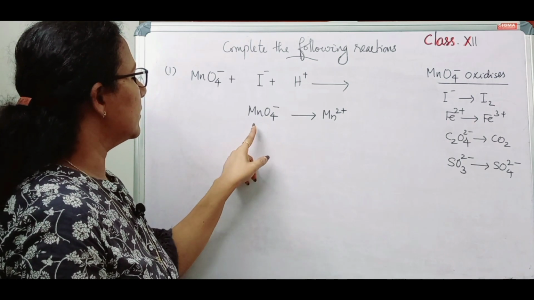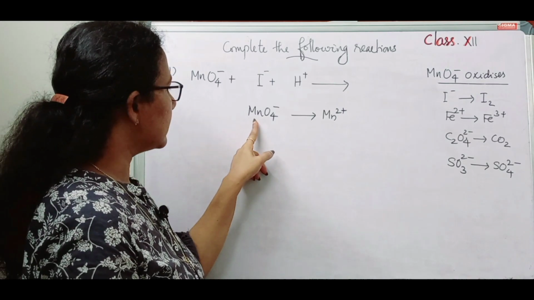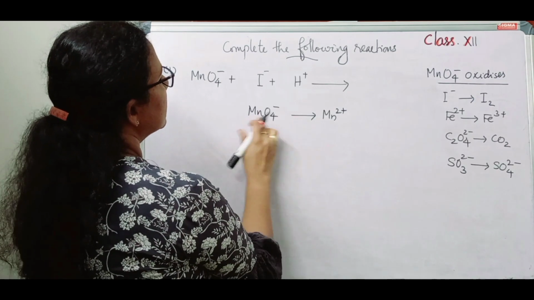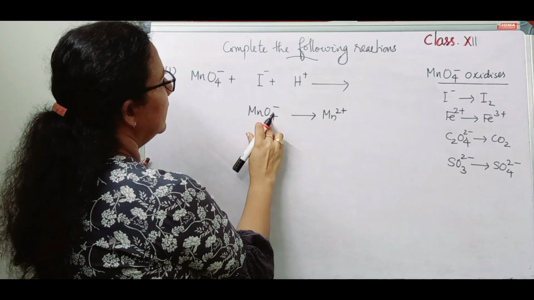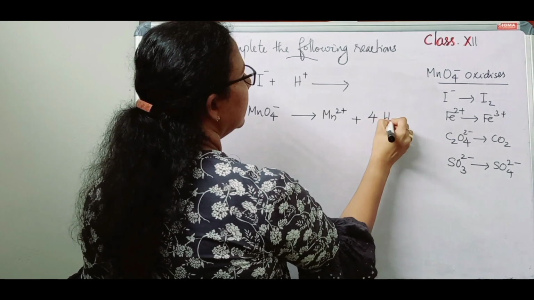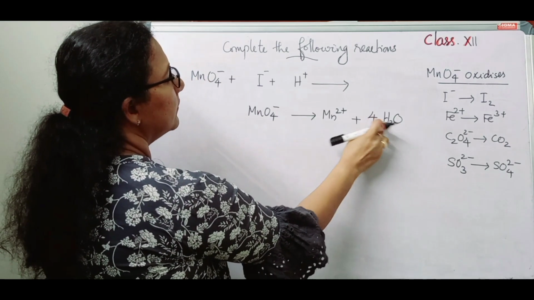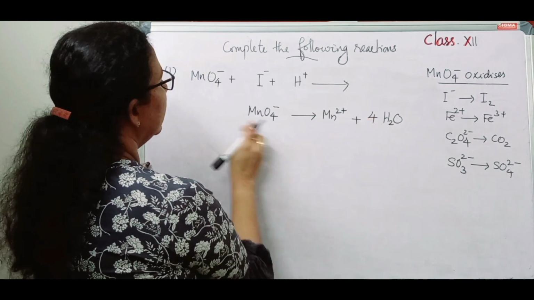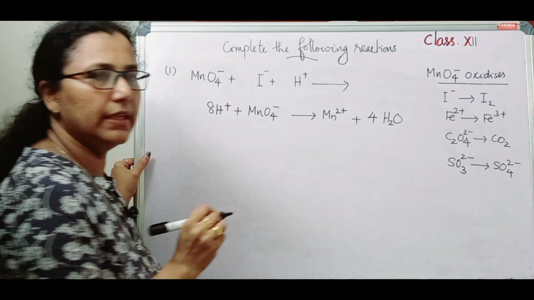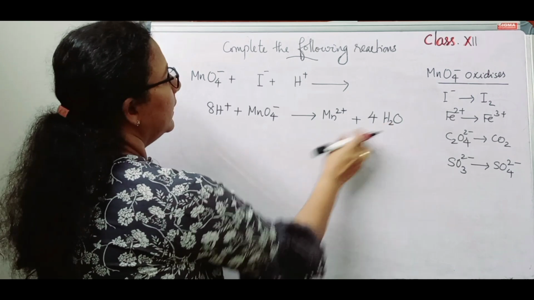We will write this half at first, then balance it. For balancing, we first balance the atoms other than hydrogen and oxygen. Here manganese is the other atom. It is already balanced. Now look at oxygen. Here there are 4 oxygen atoms, so we add 4 water molecules, H2O, to balance oxygen. Then comes hydrogen: 4 into 2, 8 hydrogen atoms should be added, so we add 8H plus. Hydrogen atoms are balanced with H plus, and oxygen atoms with water molecules, H2O.